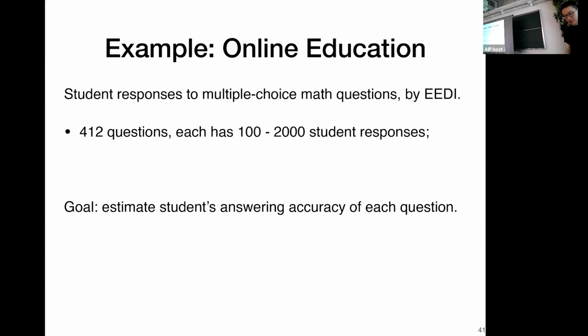And there's another numerical example we tried on online education. These are student responses to multiple choice math questions, just like the one I illustrated at the beginning. Those are multiple choice questions for elementary school and middle school students. There are 400 questions in total, each with a variety of student responses, and you know the features of the students, etc. Here the goal is to estimate students' answering accuracy of each question.